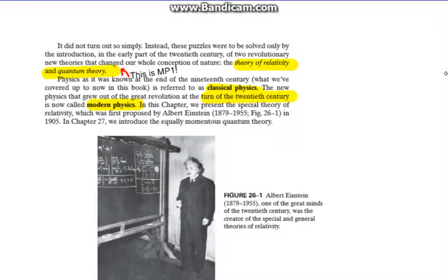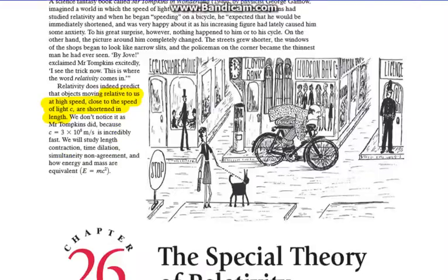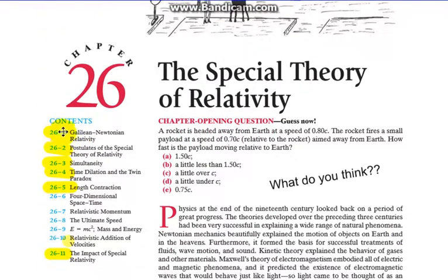Welcome back, Physics 30. So we had the introduction to the special theory of relativity. Now we'll look at 26-1, Galilean Newtonian relativity. We're going to look at this first section here. It'll likely take a few videos, and then we'll go from there.